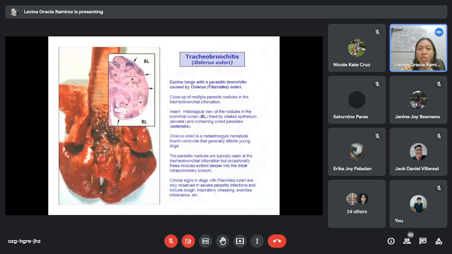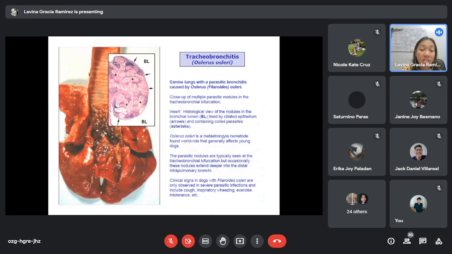These are the connections of the trachea to the last airways, to the bronchi or the bronchus. One example that causes this kind of infection or condition is the invasion of parasites. So you see here, there are parasites, the invasion or encysting of this parasite, Oslerus osleri. There are multiple nodules, which are being organized.